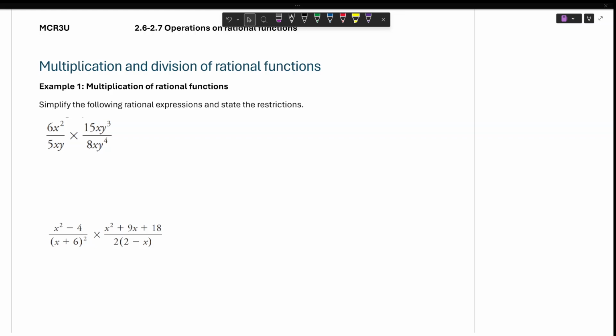In this video, we're going to talk about how to multiply and divide rational functions. This corresponds to section 2.6 of the Nelson 11 textbook.